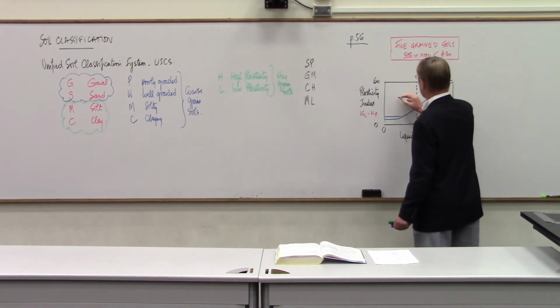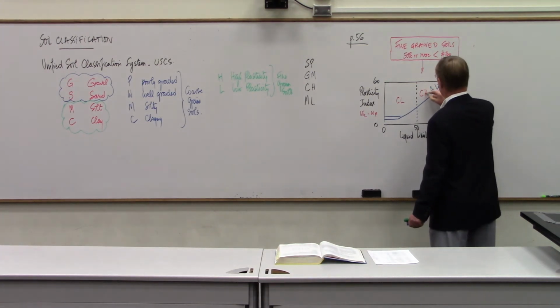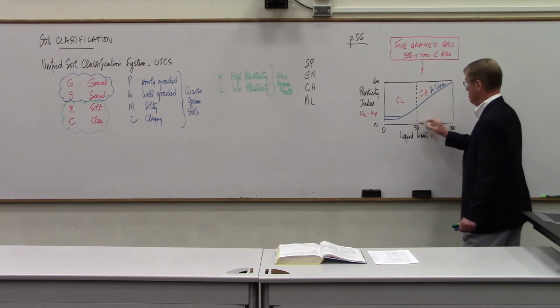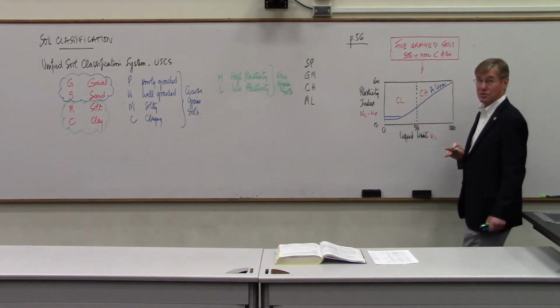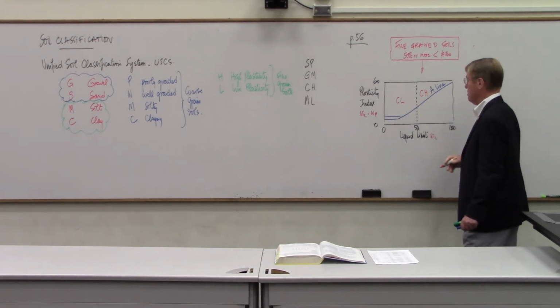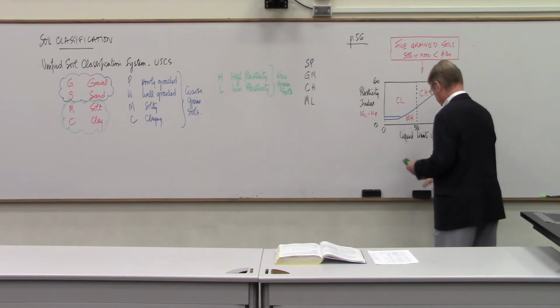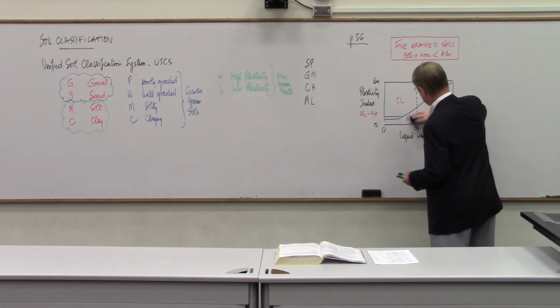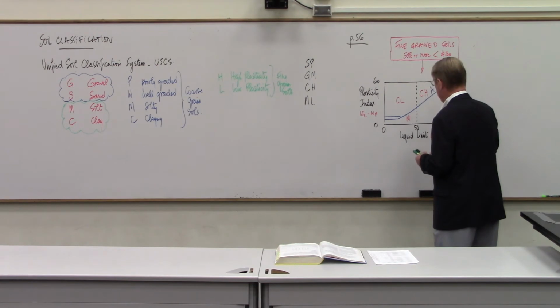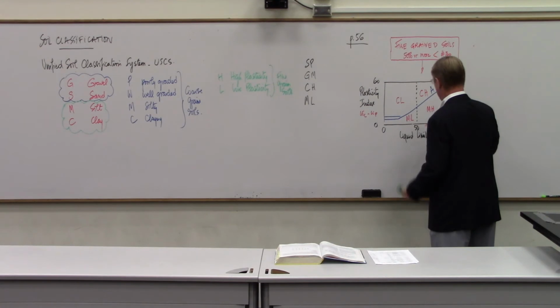If it's in here, then you're going to have a CL. If you're in here, you're going to have a CH. Why? Because the liquid limit is larger than 50, and that means you have high plasticity. If the liquid limit is less than 50, you have low plasticity. Here you will have an ML rather. So this will be low plasticity, ML, and then here will be MH.